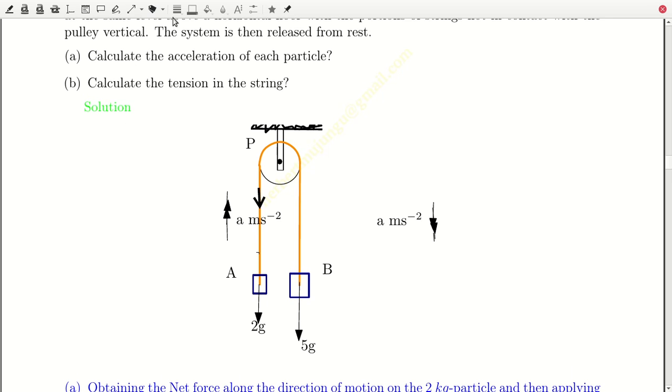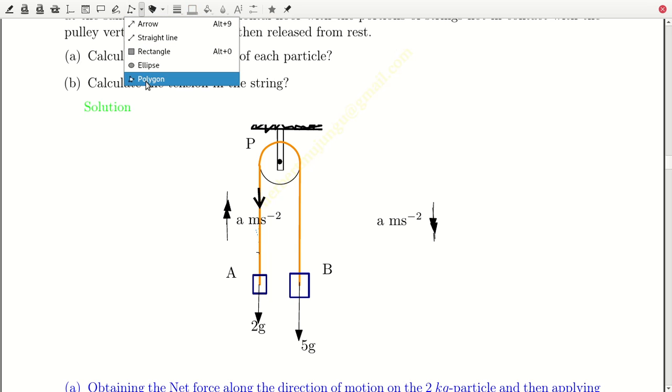Okay, you have taken note of that. Let me ignore it because it is taking our time. So you can add the tension in the string. Let me try for the last time.